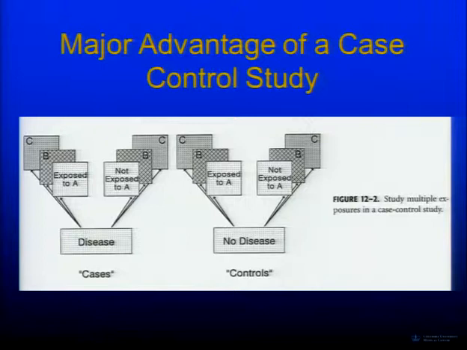So the major advantage of the case control study is that, yes, maybe we're looking at exposed to A, which is, say, high levels of serum carotenoids and not exposed to A. But at the same time, we can be looking at multiple other risk factors, and that's what B and C are representing here. So in the cases, yes, we're finding out about serum carotenoids, but we're also asking questions to get at these other variables as well in both the case group and the control group.